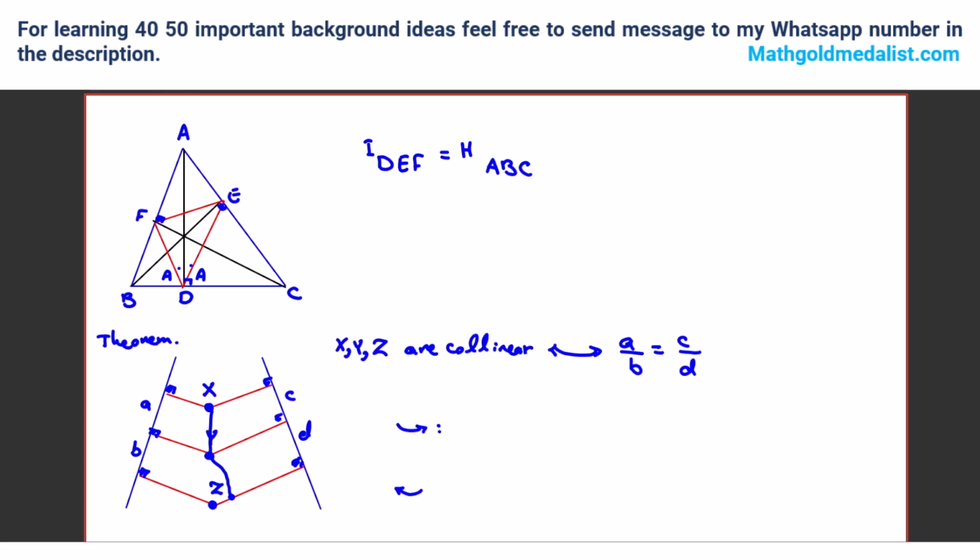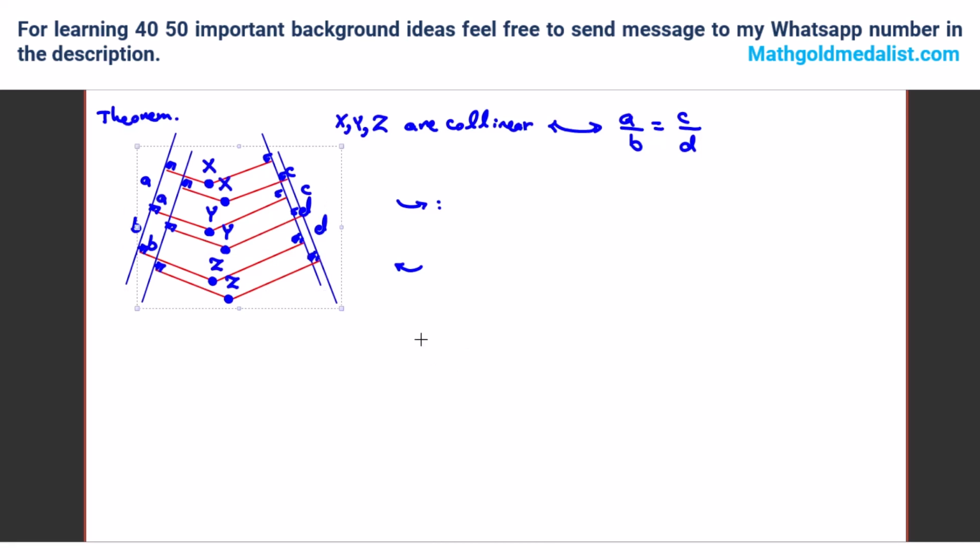Okay, I think I got it. Okay, can you explain? For left to right, I said similar triangles: a over b equals xy over yz equals c over d. So let me draw for left to right.